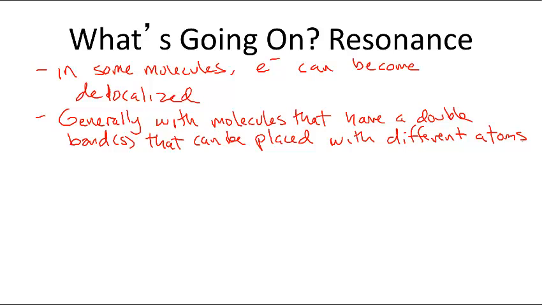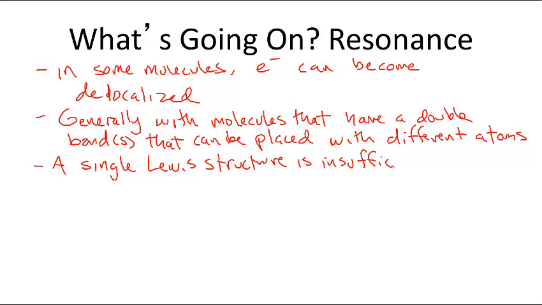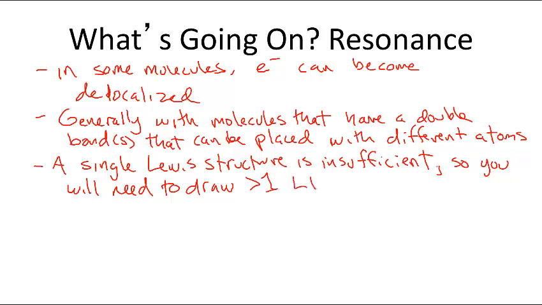So when you have these molecules that have double bonds that can be placed with different atoms, that means a single Lewis structure is insufficient. So you will need to draw more than one Lewis structure. I'm going to shorten Lewis structure to LDS.